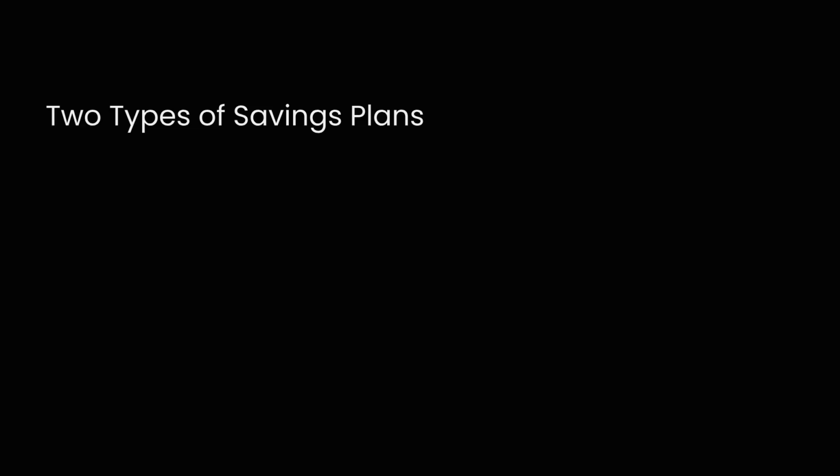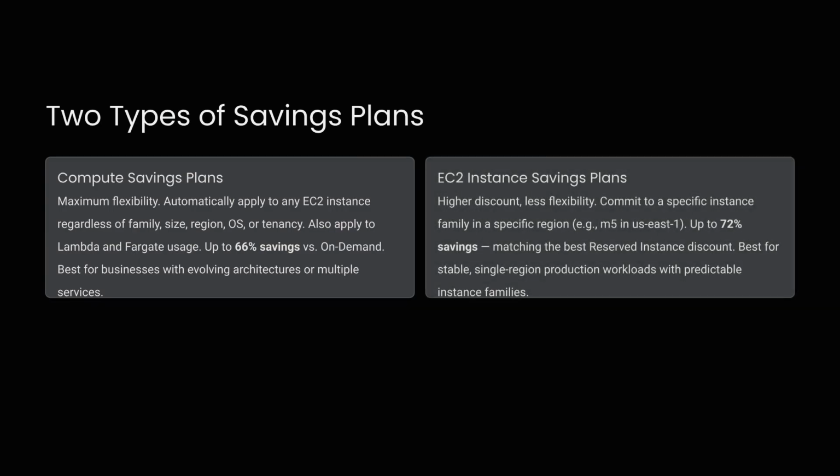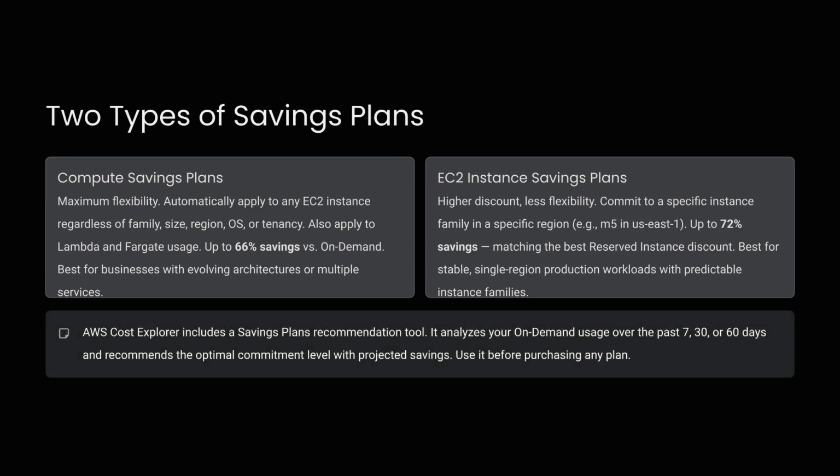There are 2 types of Savings Plans. Compute Savings Plans offer maximum flexibility and up to 66% savings, covering all compute services. EC2 Instance Savings Plans offer higher savings, up to 72%, but require commitment to a specific instance family and region for stable workloads. Always use the Cost Explorer recommendation tool before purchasing.